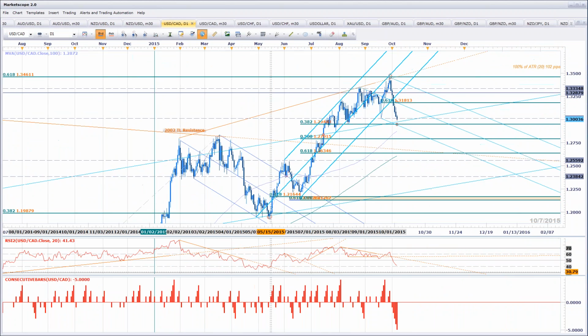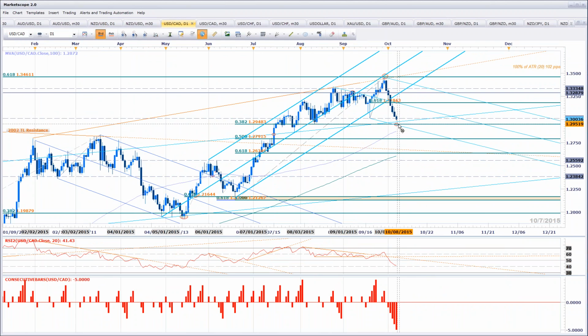So just to put things in a caution, it would match up very nicely with maybe a stretch into a low today, a little bit of a recovery, and then we'll look to get back on the short side for dollar CAD.